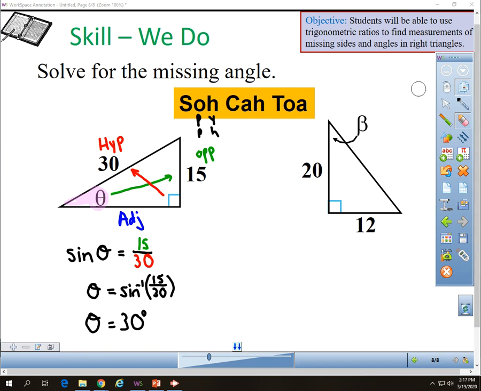Hello, this is part 2 of the video on trigonometry functions. We are going to be solving for the missing angle. Okay? So this is the problem on the right. The first step is to identify the angle of reference.